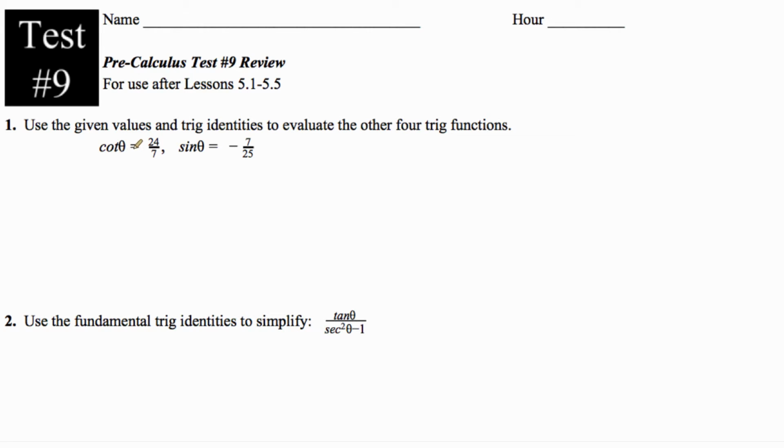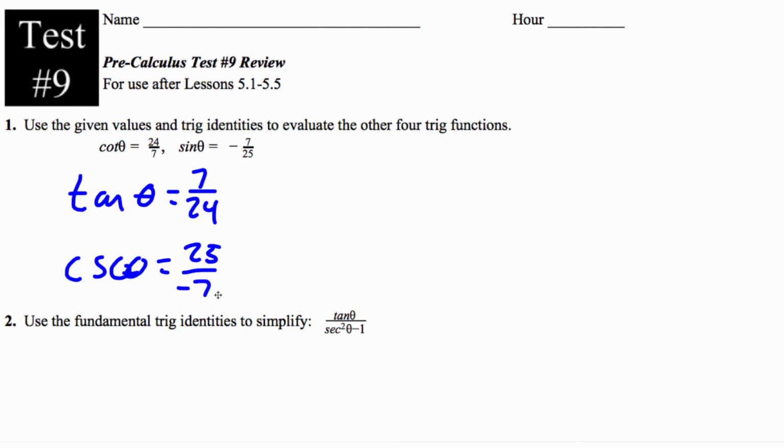So since we're given a cotangent value of 24 over 7, that means that the tangent of theta is going to be 7 over 24. And since we have the sine being negative 7 over 25, then we can get the cosecant of theta to be 25 over negative 7.